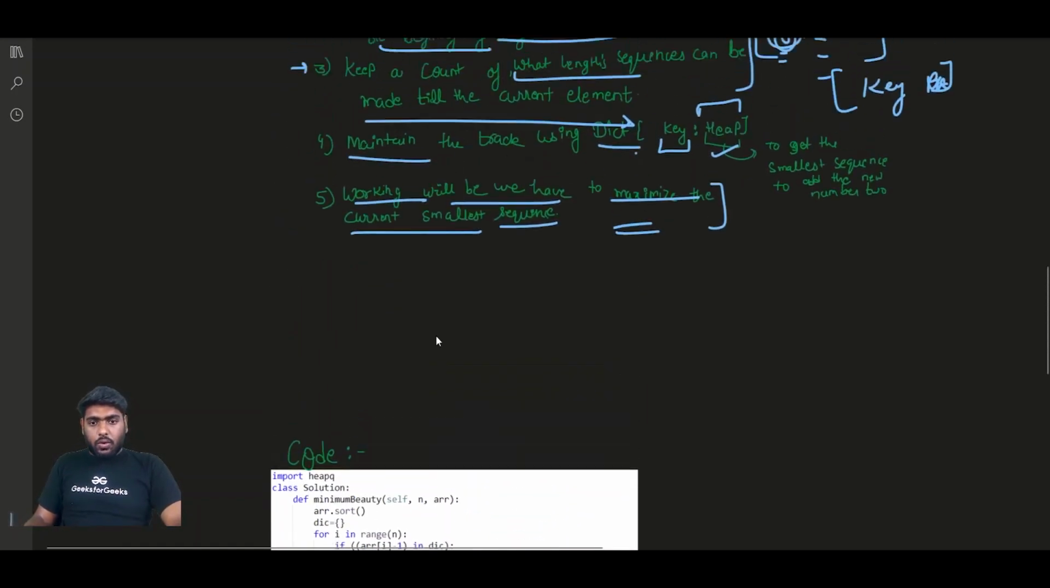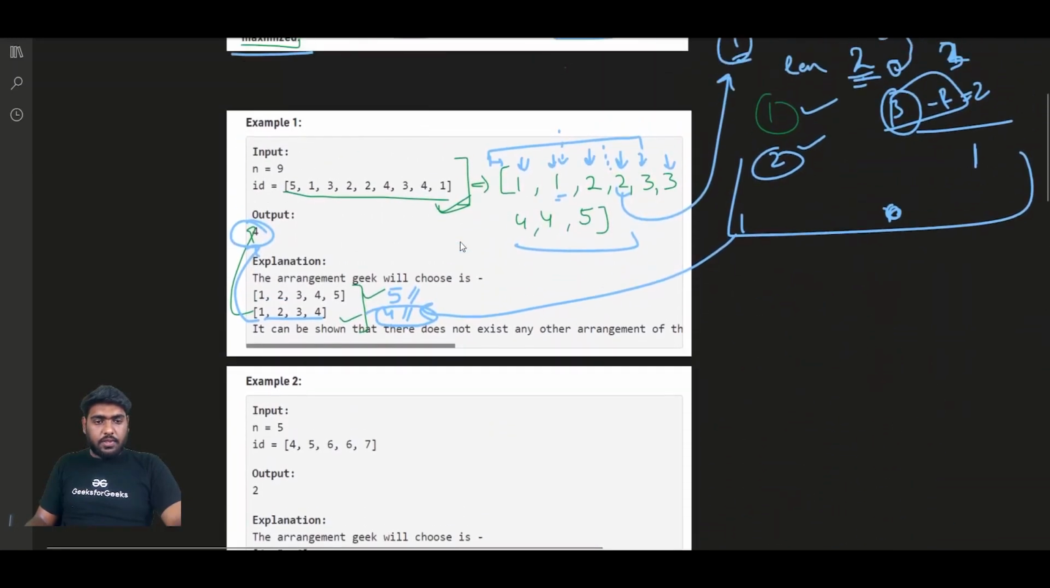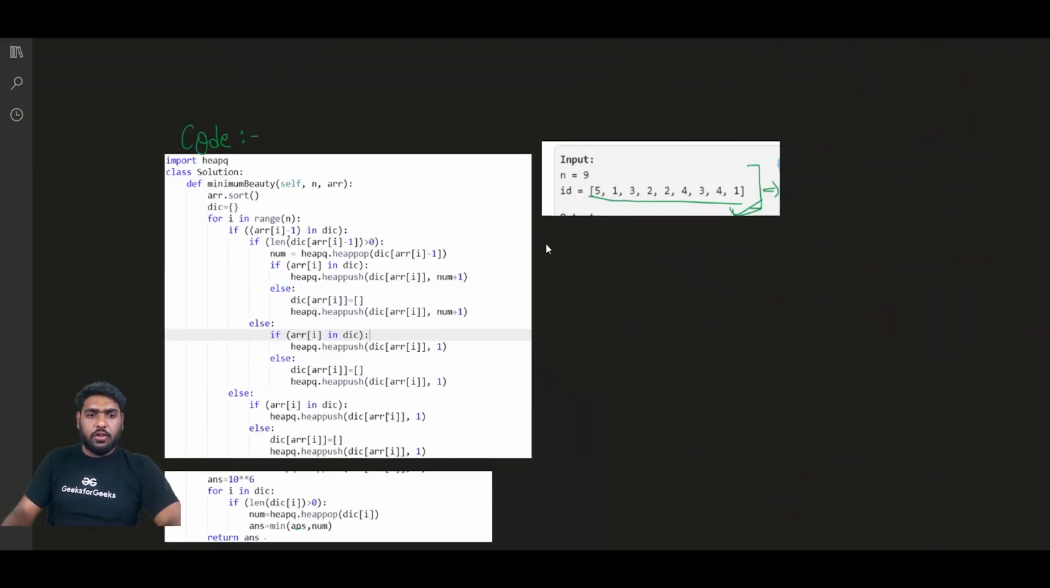Let's dry run this code with one of the examples. Okay, so let's begin with the dry run. As you can see, the very first thing that we are doing is sorting the array. Let's sort that. After sorting, we will have an array like this, right?